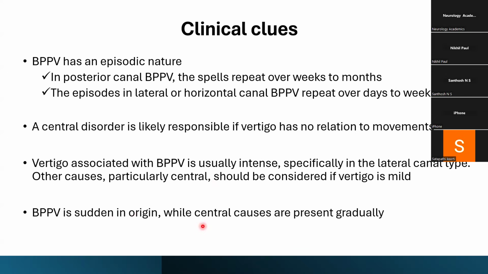Also, BPPV is sudden in onset, but central causes present gradually, except maybe an AICA infarct, which can cause acute vertigo. It's a central cause.